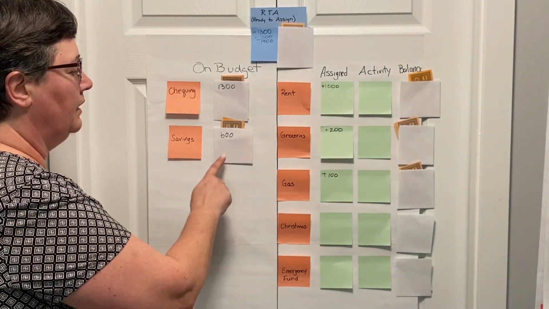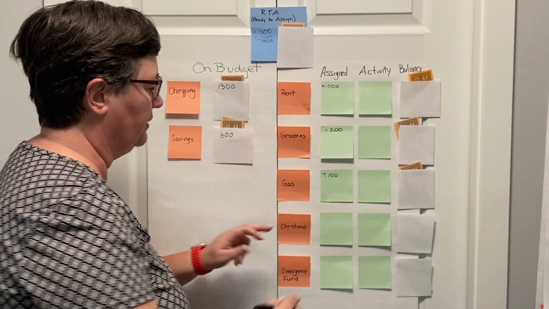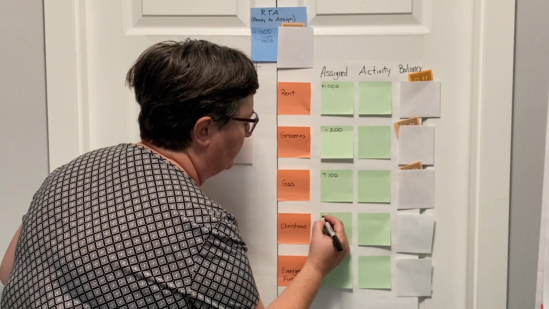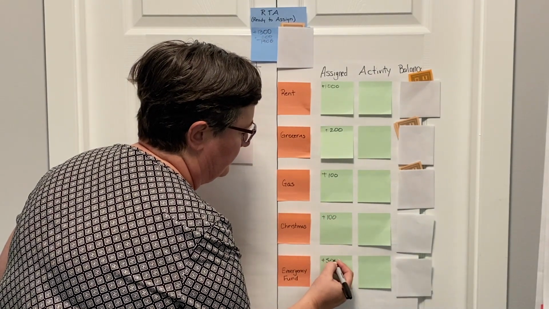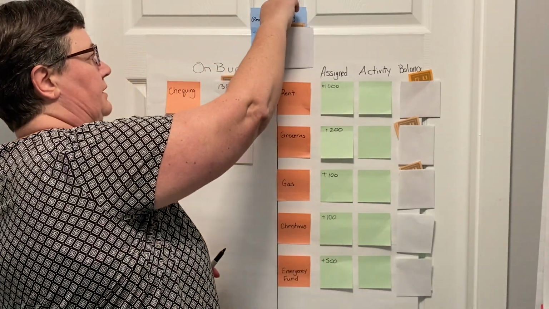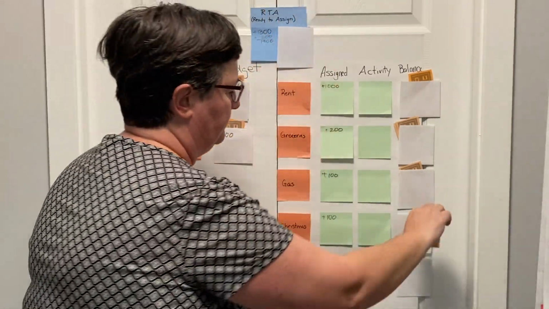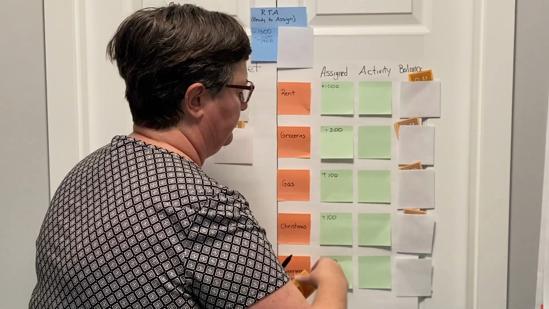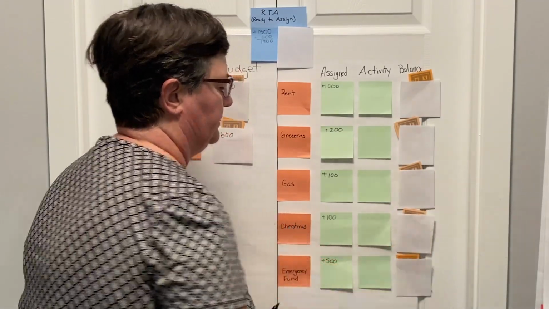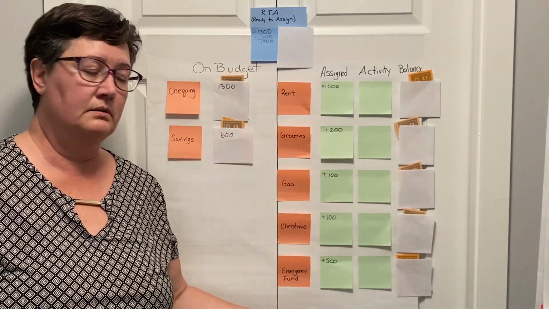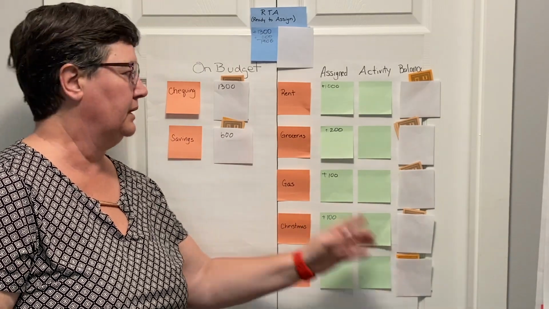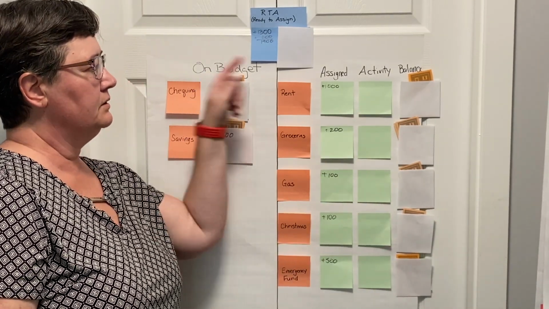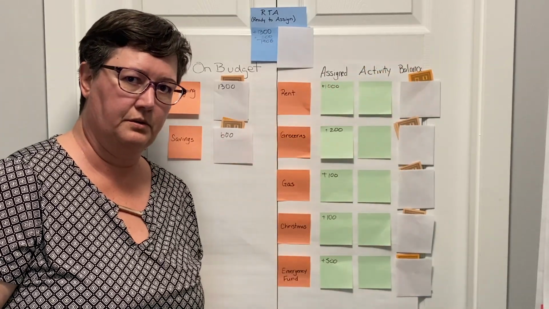Now, let's say for Christmas, I'm going to put $100 there and $500 to my emergency fund. So I take my 100 and my 500. So now, great, 600, 600, but again, $1,900 total in my balance available.